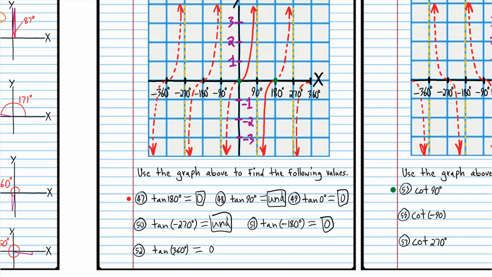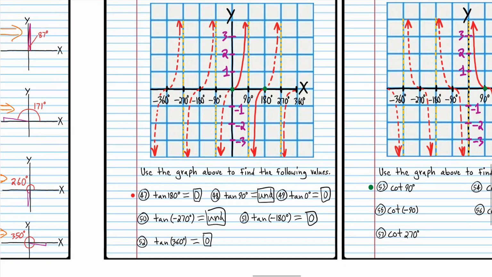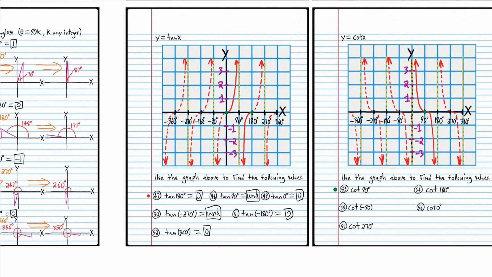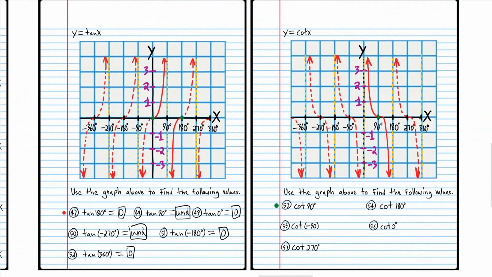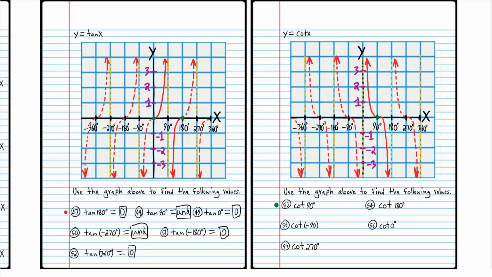So do you see how we use these graphs of the trigonometric functions to help us calculate the values of quadrantal angles? Try numbers 53 through 57, and when you come back, we'll do it together.